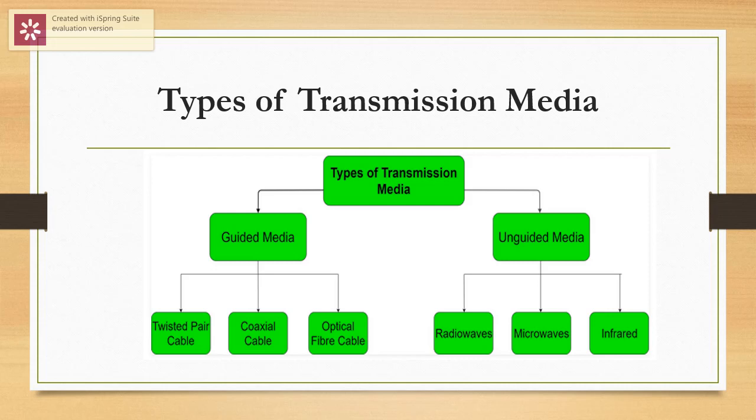The following is a chart showing the types of transmission media. We have guided media, which include twisted pair cables, coaxial cable, and optical fiber cable. Under the unguided media, we use radio waves, microwaves, and infrared waves.